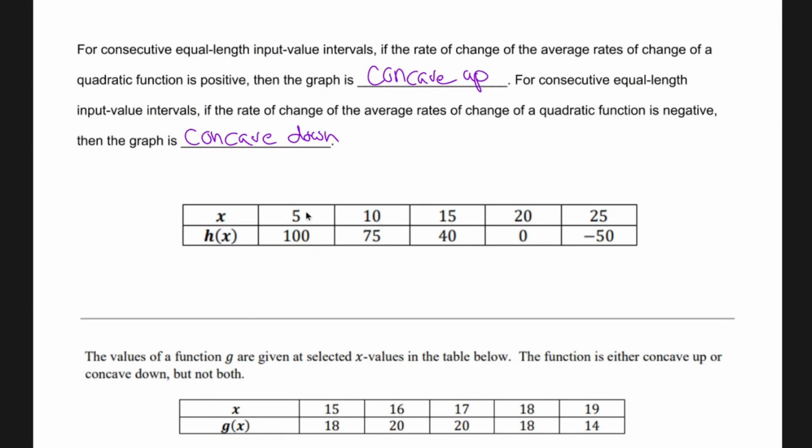So if we take a look at this guy here, first we notice that x's are all going up by 5, so we have that equal length input value interval thing going on. Okay, we notice that you go down by 25, you go down by 35, you go down by, wait a minute, did I screw that up? You go down by 25, you go down by 25 again? Oh, it's 35. I didn't do anything wrong. What's wrong with me? You go down by 40. You go down by 50.